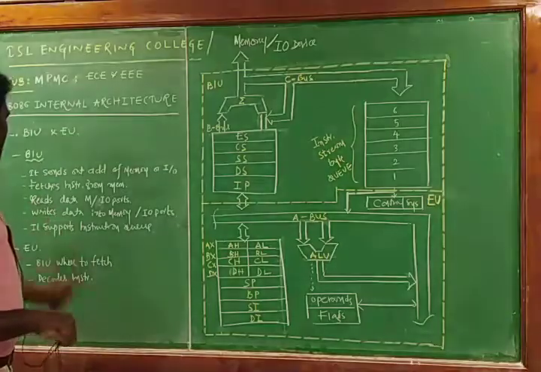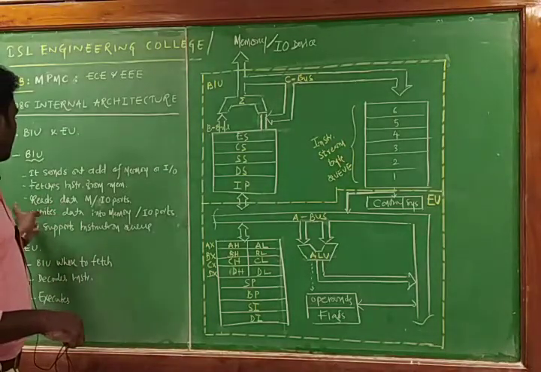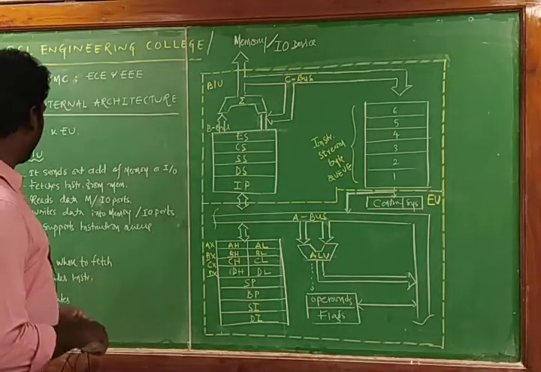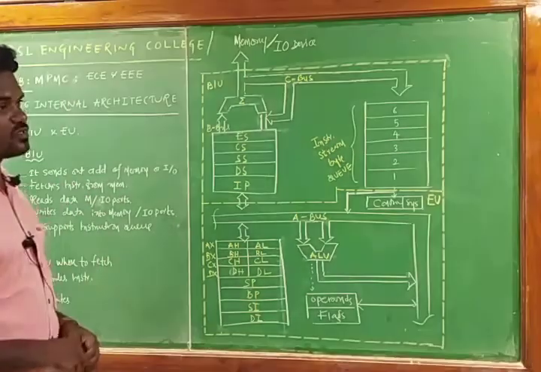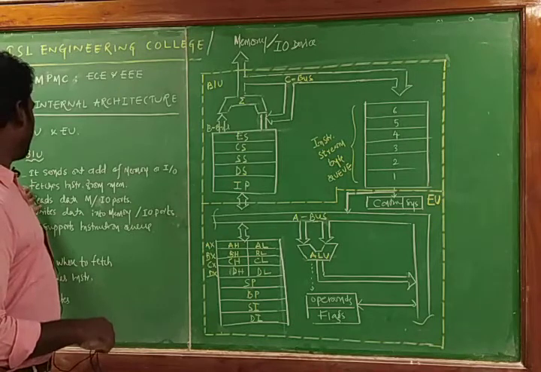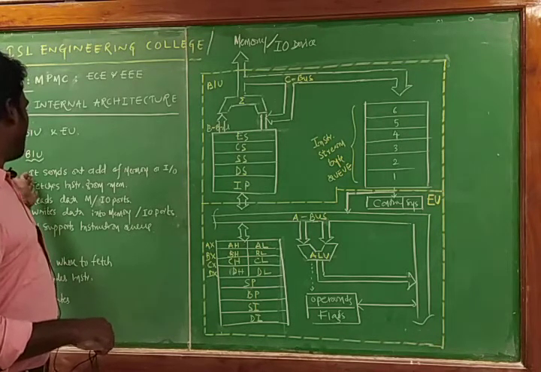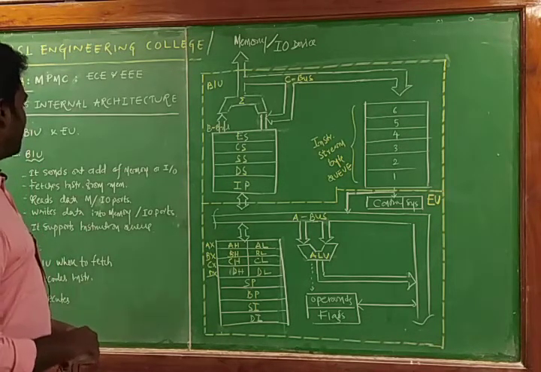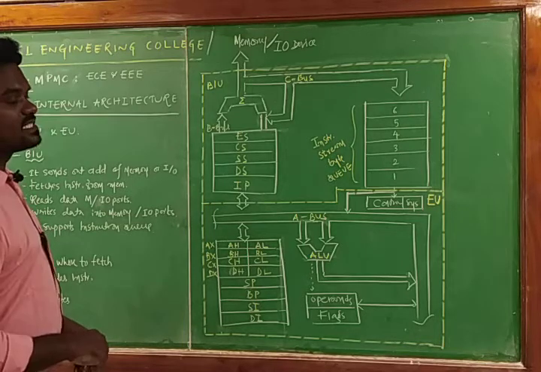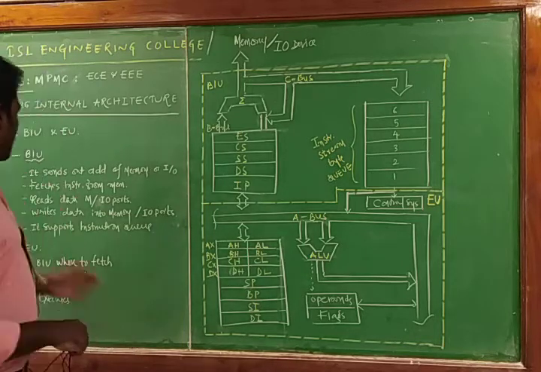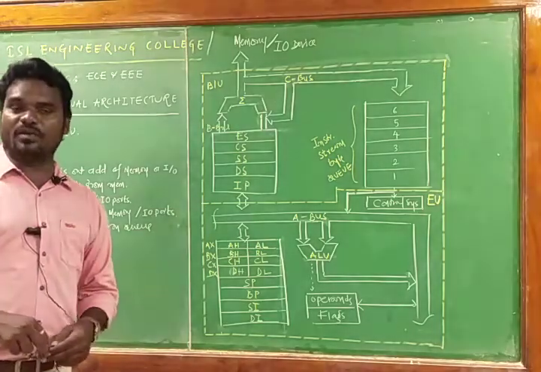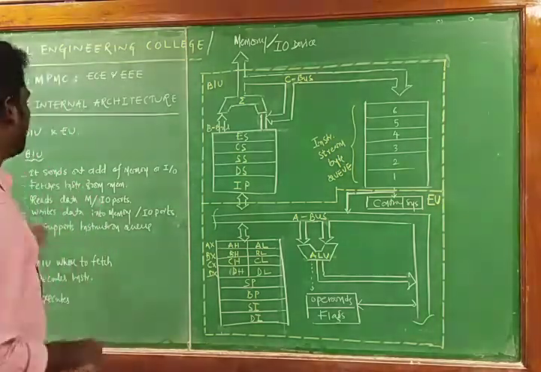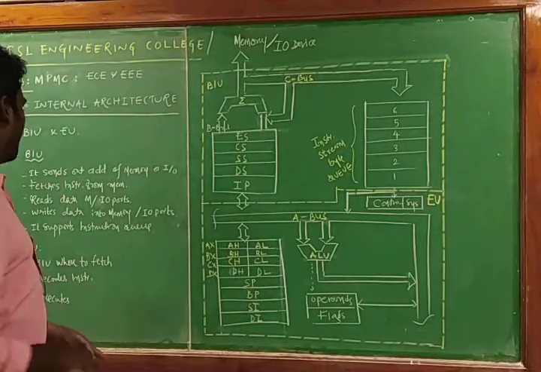And coming to the next one, it reads the data. The function of the bus interfacing unit is that it reads the data from the memory or input output ports. And here, whenever it is giving the information of the address of memory or input output port, it is acting as an address bus, and whenever it is reading the data or writing the data into the memory or from the memory, that same bus is acting as a data bus.